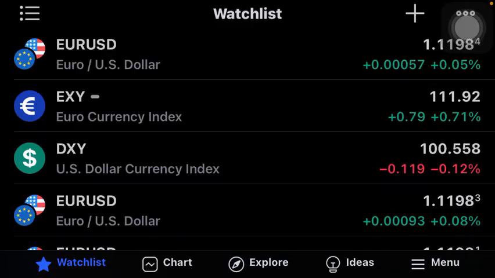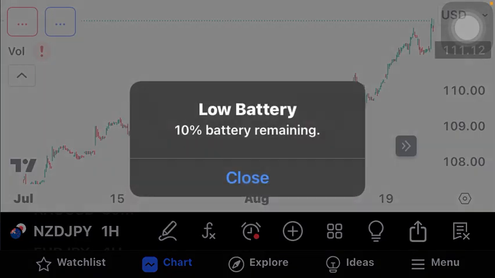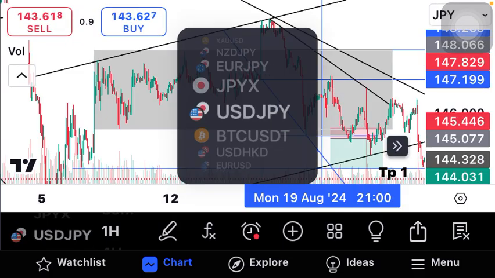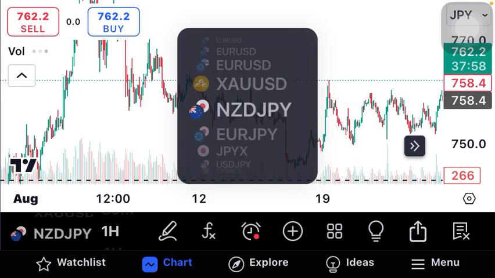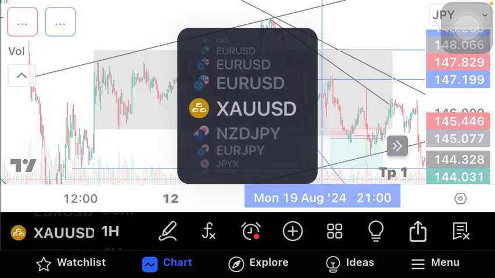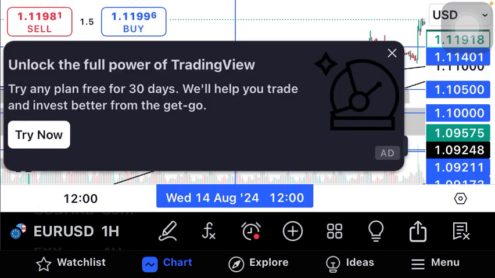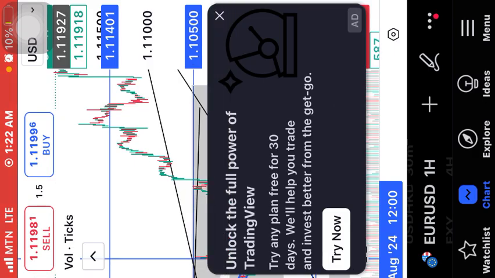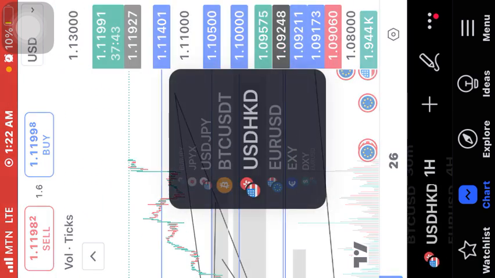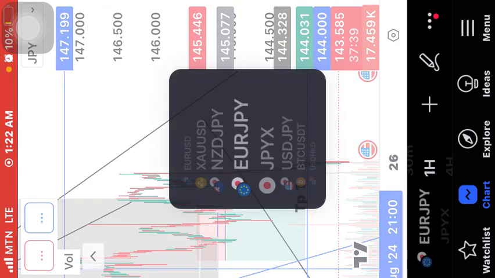So I will explain to you why I have much of this Euro USD open. I want to have different views, different analysis on different brokers. That is why I have it. On Oanda, I have what I have drawn on Oanda. If it's the other broker, I have what I have drawn there.